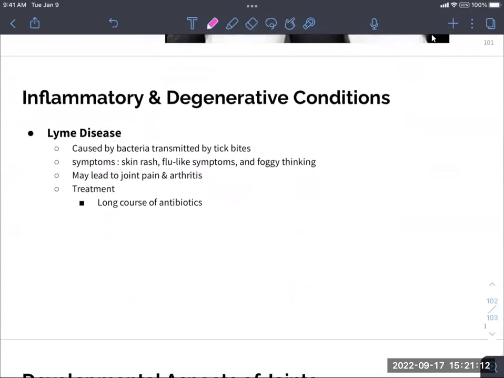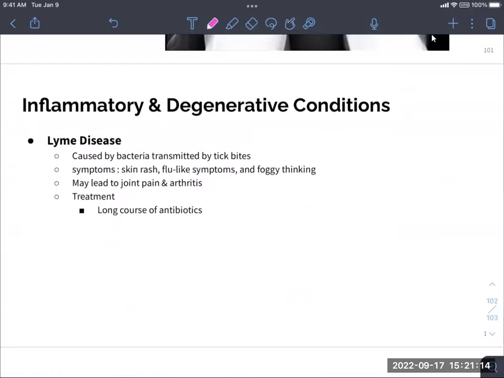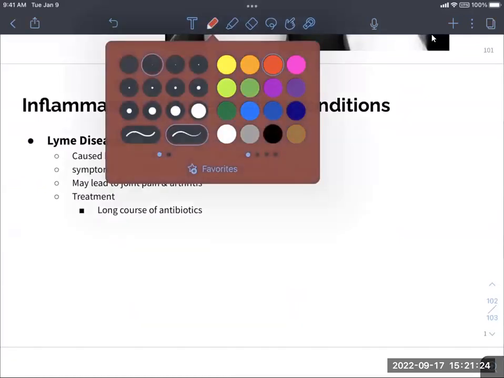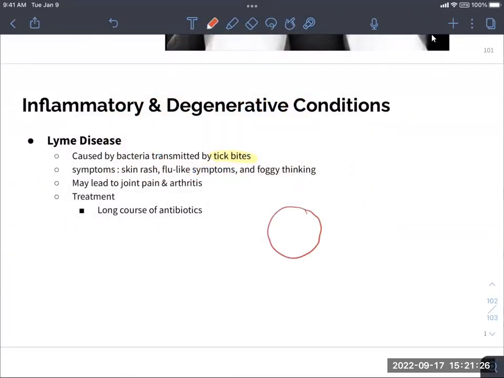The last one is Lyme disease. And I'm sure you've heard of Lyme disease. It comes from tick bites. You usually get some kind of bullseye skin rash. Kind of looks like that.